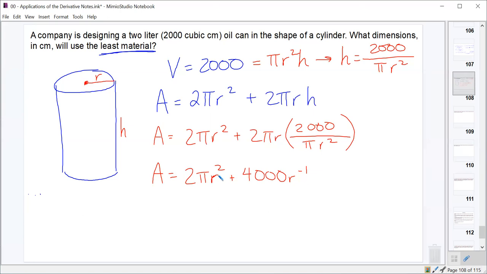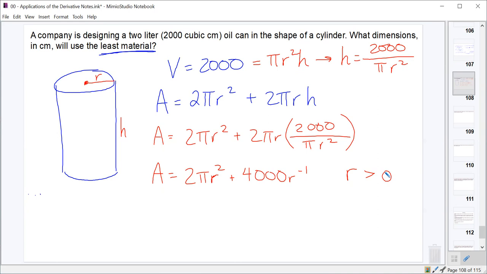Now, obviously, r could be anything for this other than 0, because 4,000 r to the negative 1 is like 4,000 over r, and r clearly couldn't be 0, which makes sense anyway, because you're not going to have the radius of the cylinder be 0. In fact, the radius of a cylinder also couldn't be negative. So we're going to say this is only good for r greater than 0. So any negative values we might get can just be ignored.